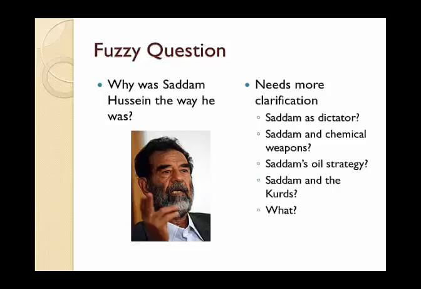We don't know if you're talking about Saddam as a dictator, Saddam and his use of chemical weapons, or his oil strategy, how he treated the Kurds. What is it that you really want? It's hard to really say. Improving this question would involve clarifying that kind of a question. So, why was Saddam Hussein using chemical weapons in the Gulf War?